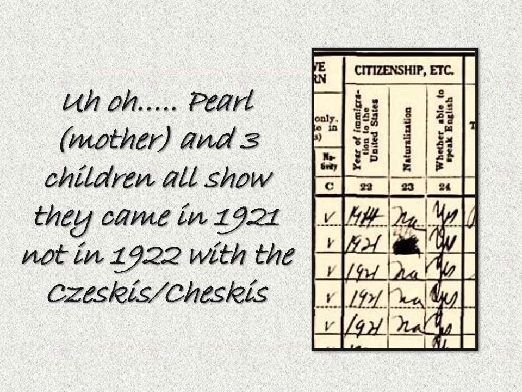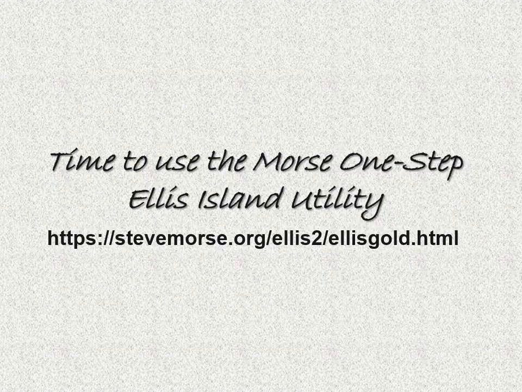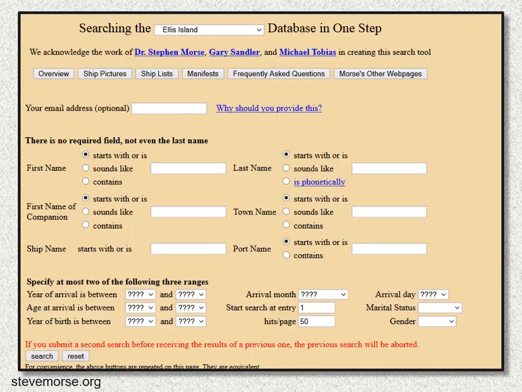Pearl, the mother, and the 3 children all show they came in 1921, not in 1922, with the Cheskis. Well, maybe she doesn't have the manifest. So it's time to use the one-step Ellis Island utility, which I'm showing you there. It's the gold form, a very, very good form to use. I'll give you some hints about that.